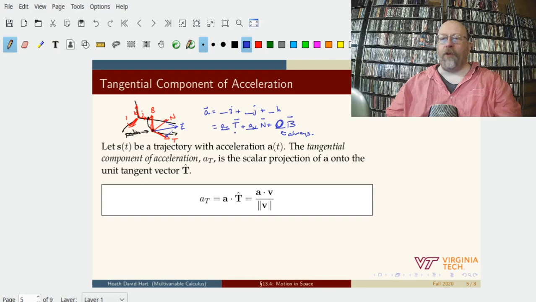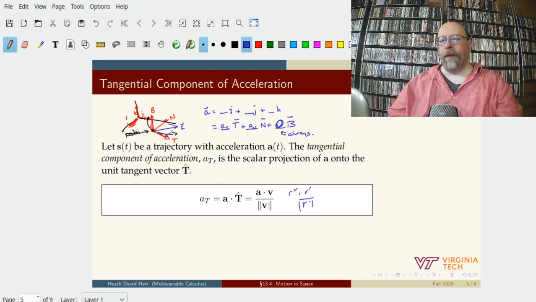This formula is pretty easy if you know how to calculate the T vector. It is the dot product of the acceleration with the T vector. And if you remember that the T vector itself is the derivative over the magnitude of the derivative, r prime, we could say this is r double prime dot product with r prime over the magnitude of r prime. We could write it that way. Okay? So we could use this formula here. It's just a dot product of the acceleration vector with the unit tangent vector.